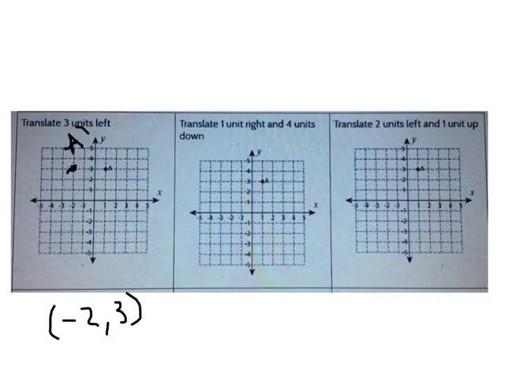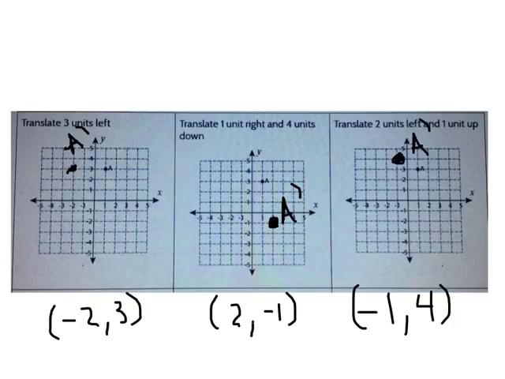Now do the second one. Translate 1 unit right and 4 units down. What are the new coordinates of A'? Here, A' would be at 2, negative 1. Let's do one more. Translate 2 units left and 1 unit up. What are the new coordinates of A'? Now A' is at negative 1, 4.